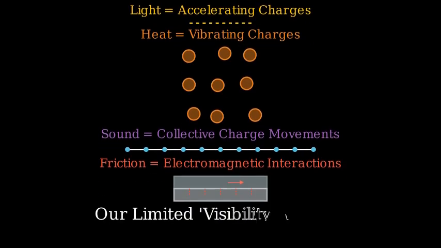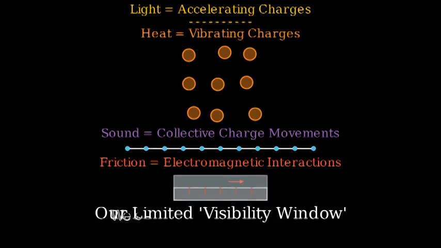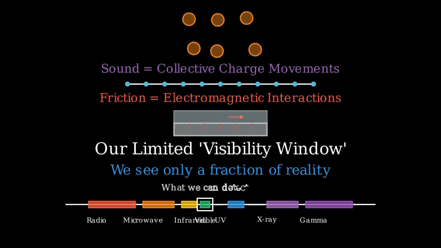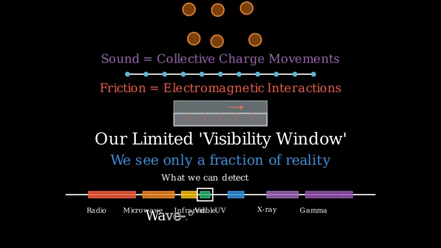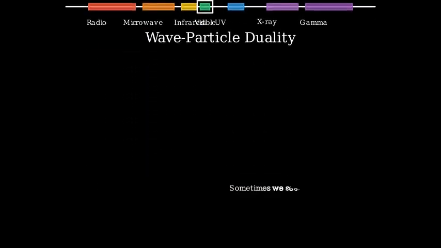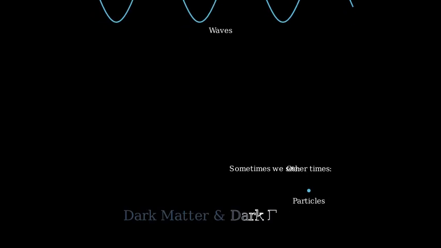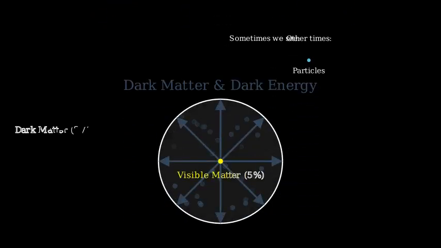One interesting insight from this framework is about our limited view of the electromagnetic spectrum. We can only detect a tiny fraction of all possible frequencies, mainly visible light, radio waves, and some infrared. This might explain wave-particle duality. Particles appear as either waves or particles depending on how we observe them, because we're only seeing part of their full nature. It even suggests that dark matter and dark energy might just be effects from frequencies we can't yet detect.